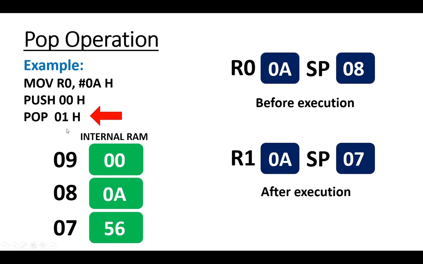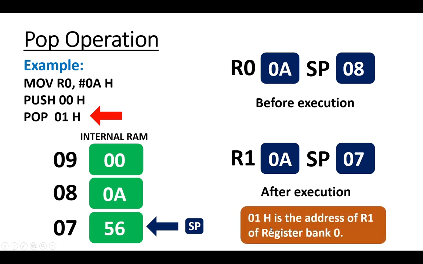So when you execute the pop instruction, the data from the memory location pointed to by SP is stored into this address, which is R1, and then SP is decremented by 1. Now after execution, SP is pointing to 07. 01H is the address of R1 of register bank 0.